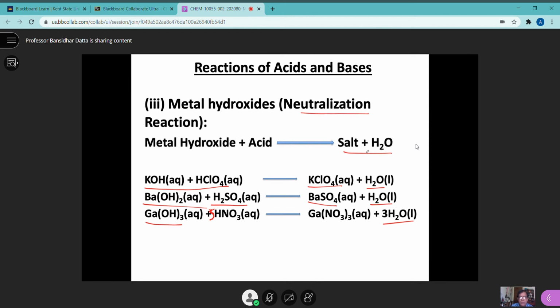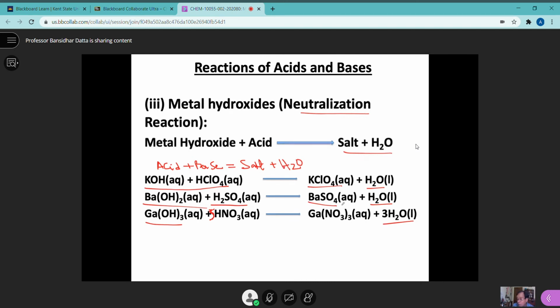Metal oxide plus acid gives salt plus water. You remember those, right? This reaction is also known as a neutralization reaction. Why neutralization? Metal hydroxides are bases, right? So acid plus base gives salt and water. The common principle here is acid plus base, where the base is the metal hydroxide, gives salt plus water, H2O. That's called a neutralization reaction. This reaction has a very good application, and I'll come back to it very soon.